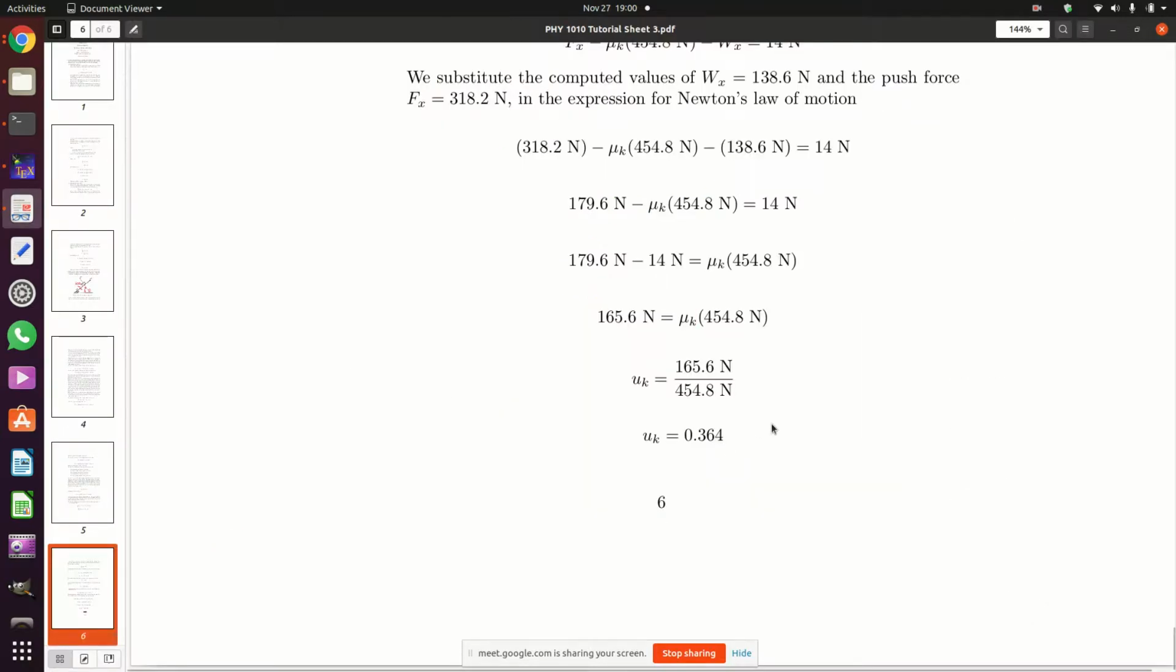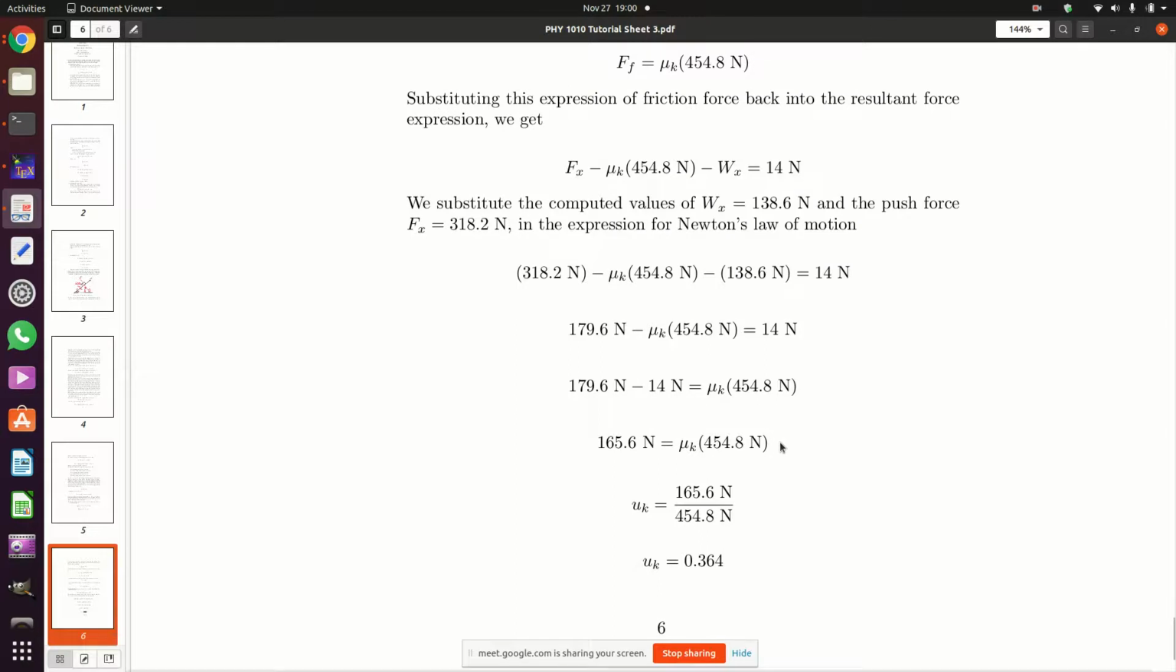Do you have your tutorial sheet nearby? Because the tutorial sheet has what the answer is supposed to look like, right? I'm not having it with me right now. Okay, so the one I have shows that the answer is actually 0.363 or 0.364. It's the same. Is that clear? Yes.